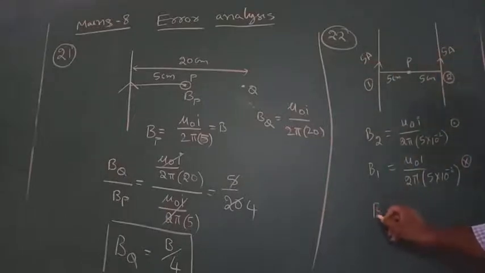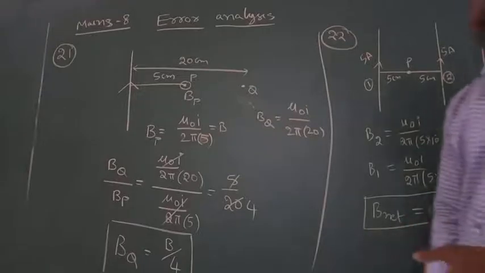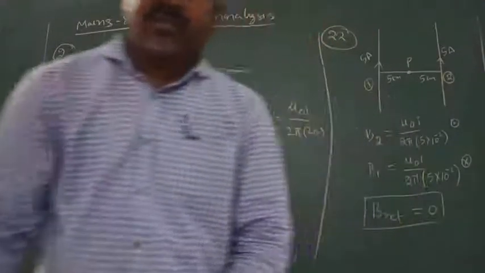Then B net is equal to 0 at the midpoint. Why? Because B1 is equal to B2. Their magnitudes are equal but directions are opposite. Then B net is equal to 0 in the second problem.